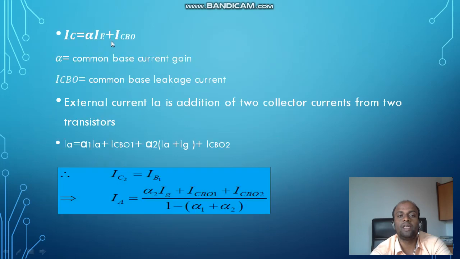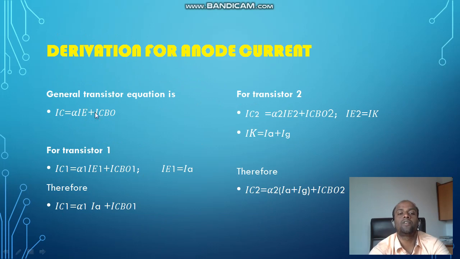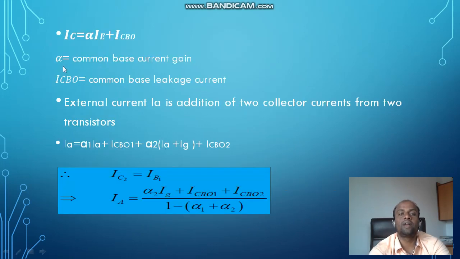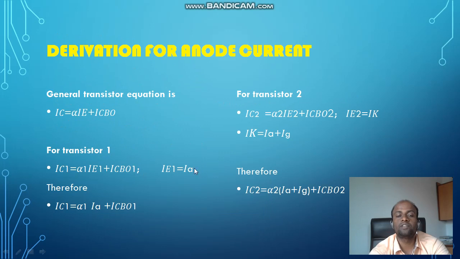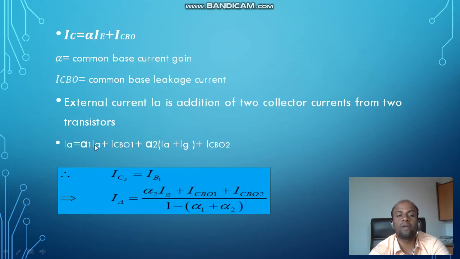Now from this, I got one generalized equation: IC equal to alpha I plus ICBO, where alpha is the common base current gain and ICBO is the common base leakage current. The external current I is the addition of two collector currents from two transistors. So just now I told you, from this circuit, I equal to alpha 1 I plus ICBO plus alpha 2 I plus IG plus ICBO.